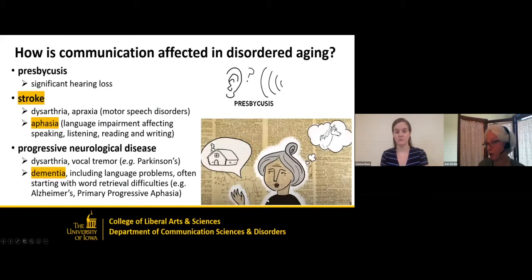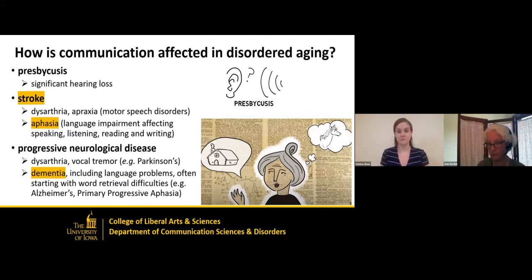However, there are also some age-related disorders that occur that we need to be aware of. So presbycusis is one that I already mentioned. Although the majority of older adults have some degree of hearing loss, there's a smaller proportion that develop more severe loss that significantly affects their communicative function.